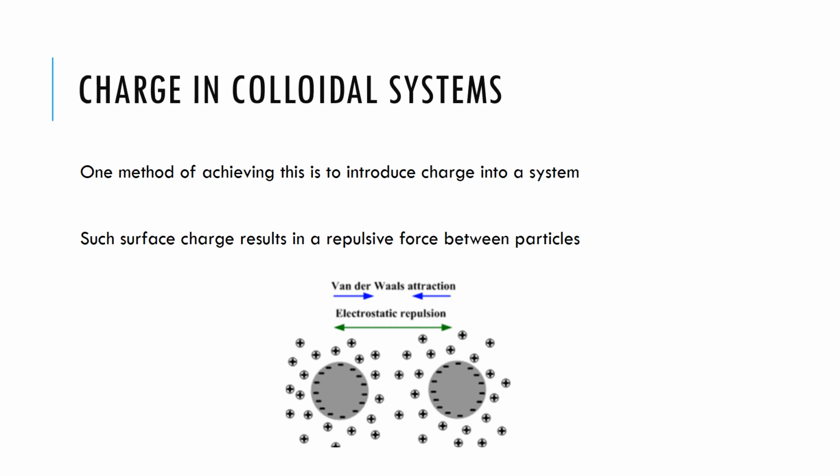So the key message here is that by introducing charge onto the surface of my particle, I've added an additional interaction component into the system. There are now two forces operating on that particle, an attractive van der Waals force, but also an electrostatic repulsion. And as long as the electrostatic repulsive element outweighs the van der Waals attractive element, those particles will never come together and won't aggregate, and my system will remain stable indefinitely.